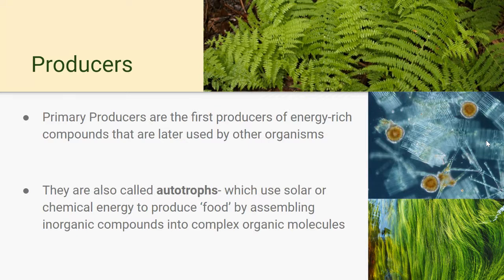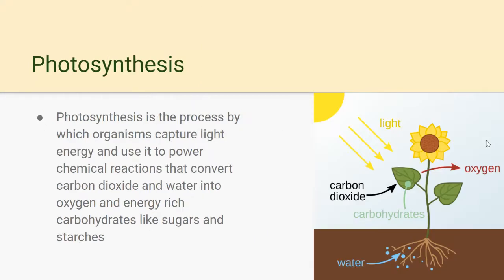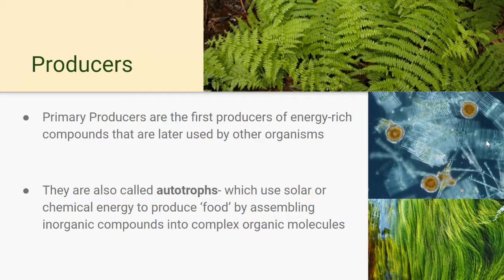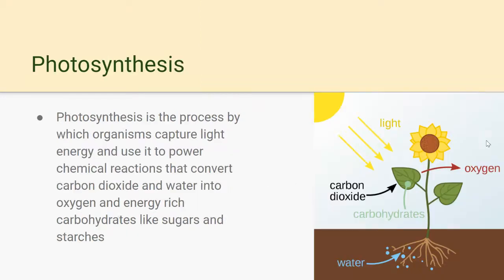They use solar and chemical energy to produce food by assembling inorganic compounds into organic molecules. So we talked about our biological macromolecules in biochemistry. Essentially, these plants and bacteria and anything that can take chemical energy or solar energy and make them into carbohydrates and other energy-rich compounds. So there are two main ways that autotrophs get energy, with solar energy and chemical energy. So we've talked about solar energy a lot before.